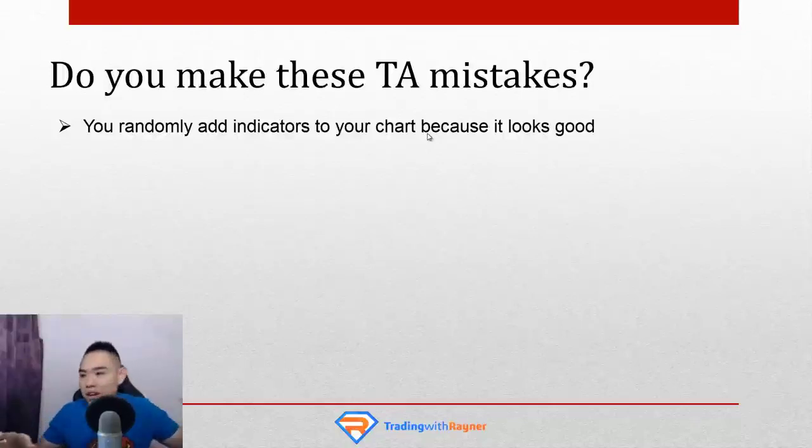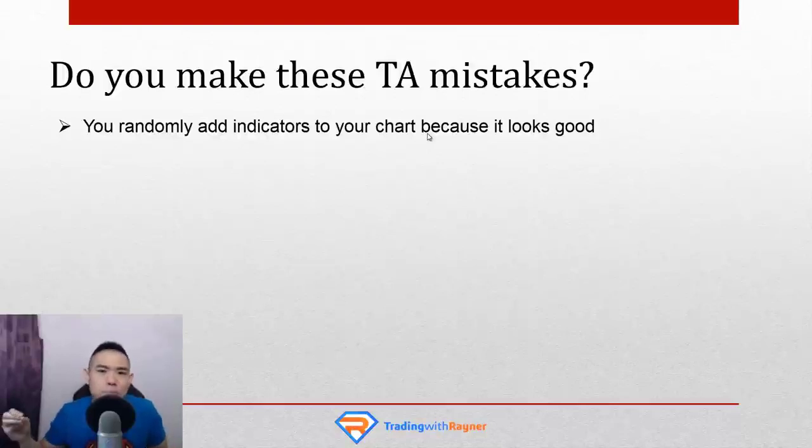They add a moving average, RSI, MACD, and make their charts look so complicated, thinking it makes them look like a real trader. But that's usually further away from the truth. The reason why you don't want to add too many tools to your chart is because you will get analysis paralysis. You will get conflicting information and you will feel overwhelmed.